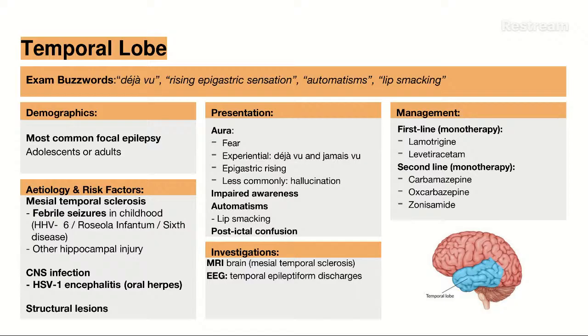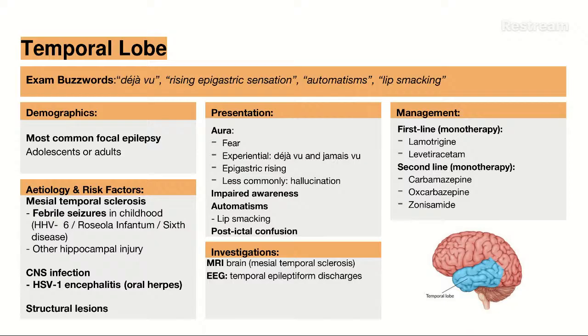So next up is temporal lobe seizures. This is the most common form of focal epilepsy, and typical features include auras, like experiential ones, like déjà vu, a feeling of having experienced something before, and jamais vu, which is a feeling of never having experienced any sort of familiar event. Fear, epigastric rising, and less commonly, auditory or gustatory hallucinations.